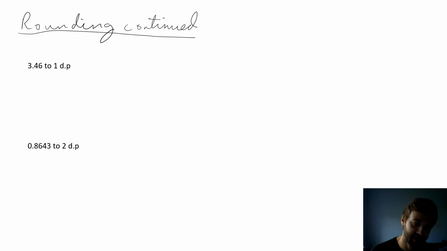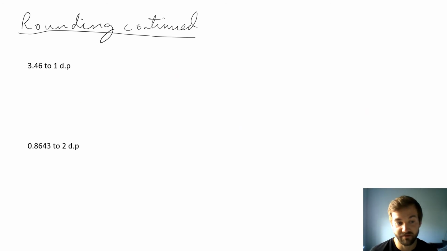We look at the 4. If that's less than 5, we keep it the same, so 0.86. And if it's bigger than 5, say it was 0.8673, we'd round it up to 0.87.